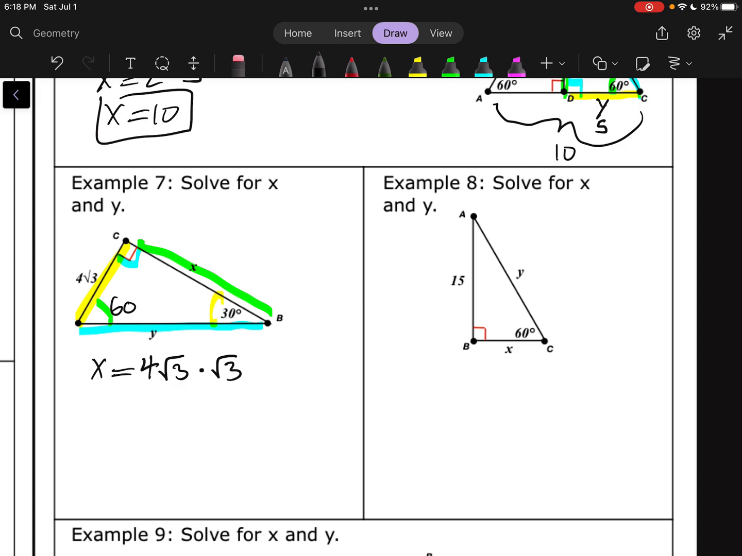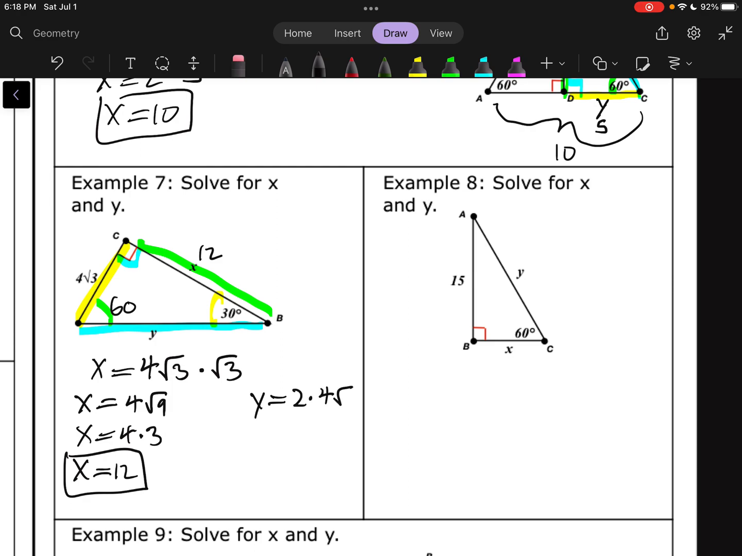Now, root 3 times root 3, we can multiply those radicals. That should be 4 root 9. But what is the square root of 9? The square root of 9 is 3. And 4 times 3 is 12. Now the hypotenuse is supposed to be 2 times the short leg. So 2 times 4 root 3. And 2 times 4 is 8 root 3.